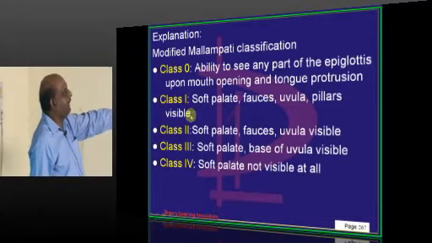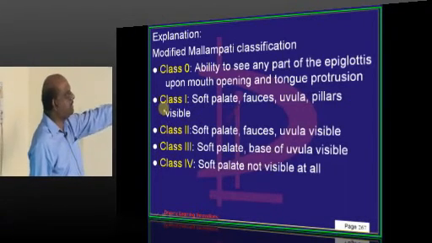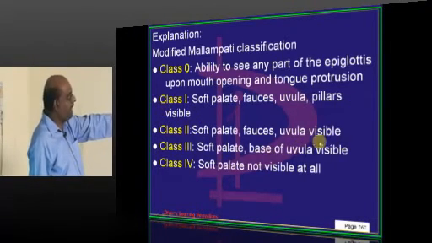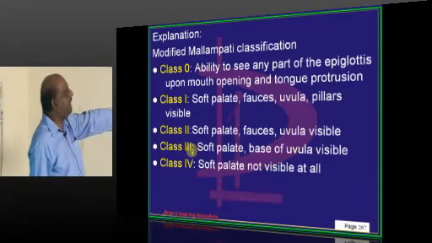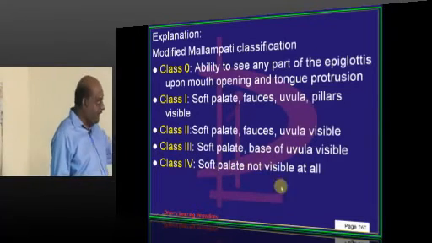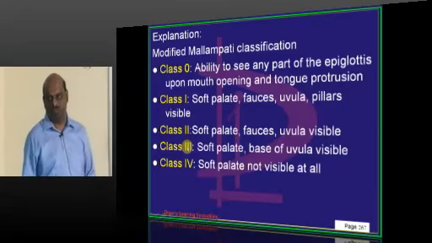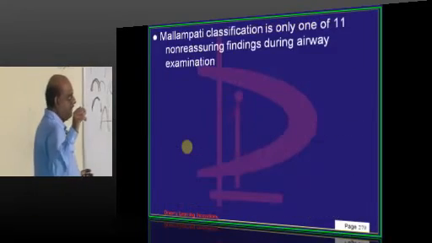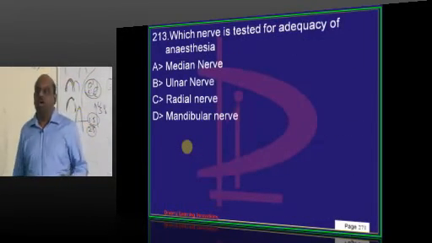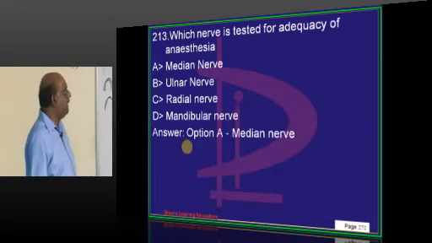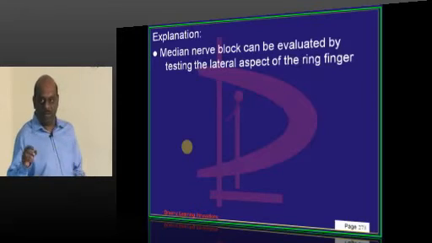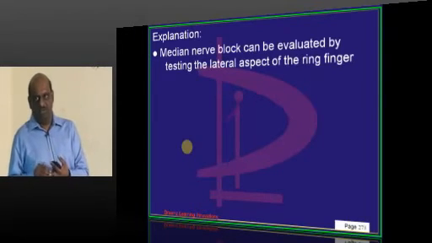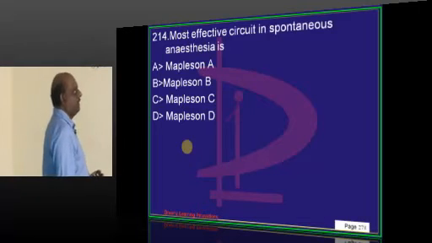So accordingly, if you can see soft palate, fossae, uvula, pillars also, class 1. You can't see the pillars, class 2. You can only see the soft palate and base of uvula only, then you call it class 3. Only soft palate not visible at all, then you call class 4. To know how difficult the intubation is going to be. How do you know whether anesthesia is adequate or not? Typically it is a median nerve block, and the lateral aspect of the ring finger is the one which is basically evaluated to know whether anesthesia is adequate or not.